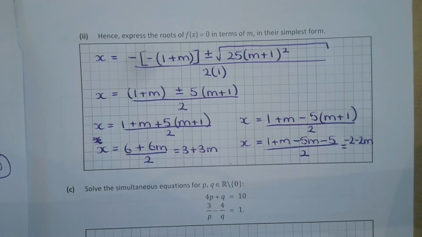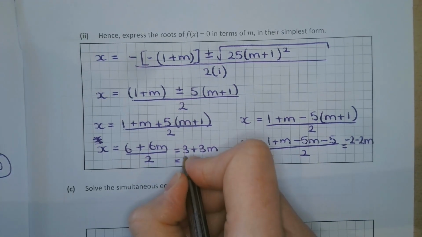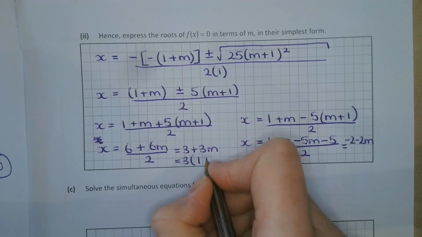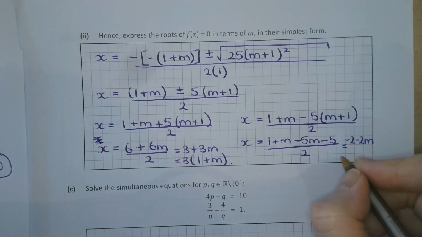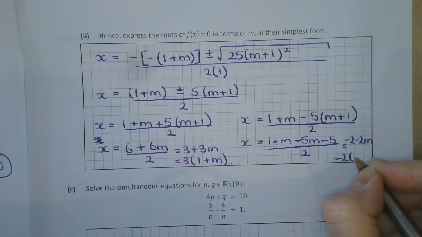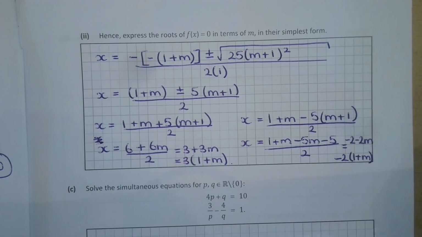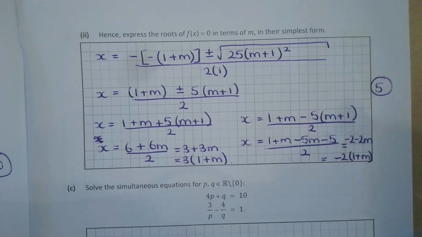And they ask for it in their simplest form. So we could look at factorizing here and taking the 3 out, for example. 3 multiplied by 1 plus m. On this side, we could take a minus 2 out and 1 plus m in a bracket as well. And that is 5 marks.